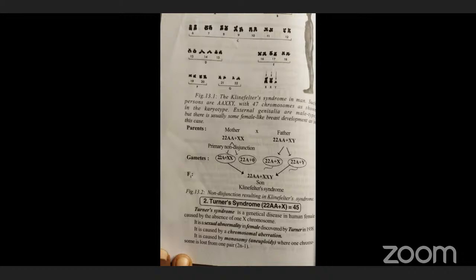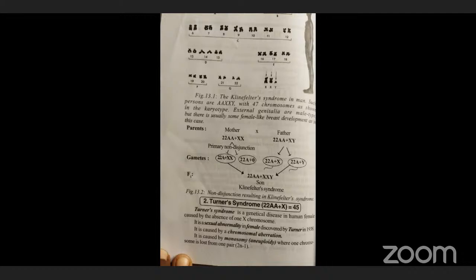Mostly non-disjunction occurs in meiosis, mitosis or cleavage. If non-disjunction occurs in mitosis, it is known as mitotic non-disjunction. Similarly, if it occurs in meiosis, it is called meiotic non-disjunction. So non-disjunction means failure of separation of homologous chromosomes during cell division.